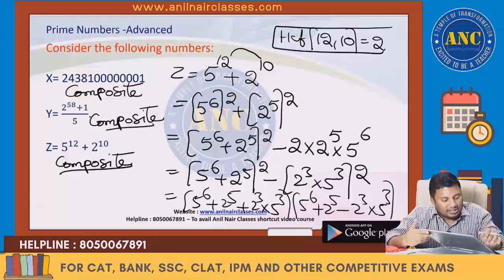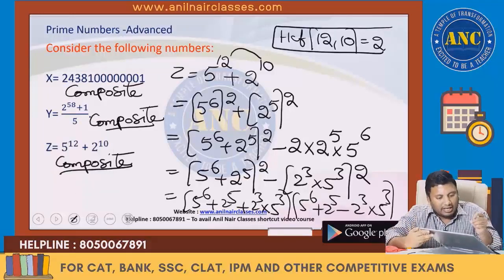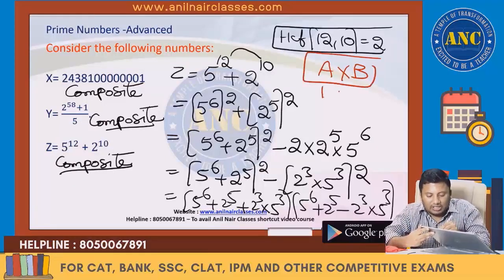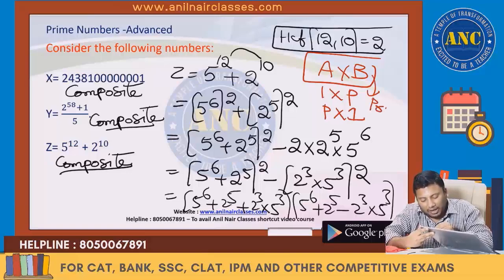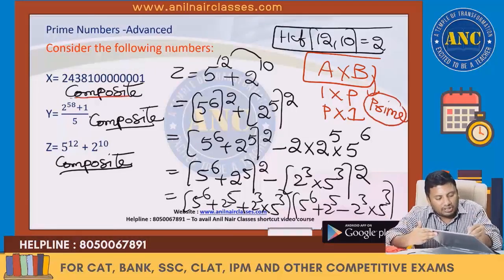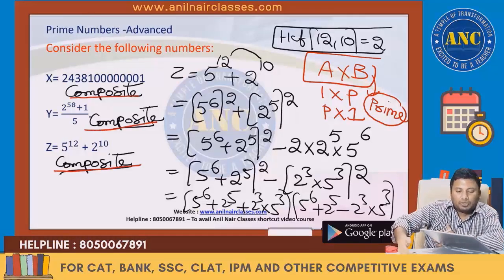The entire idea is to write the number as a product of two factors such that it satisfies 1 into P and P into 1. If it satisfies, then it is a prime number. If it is not satisfying, then it is a composite number.